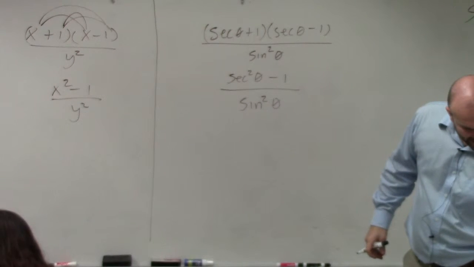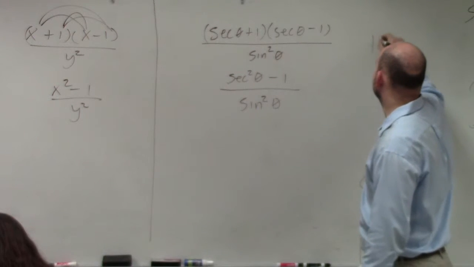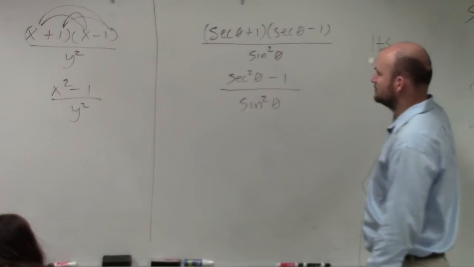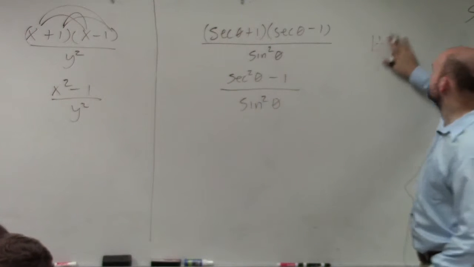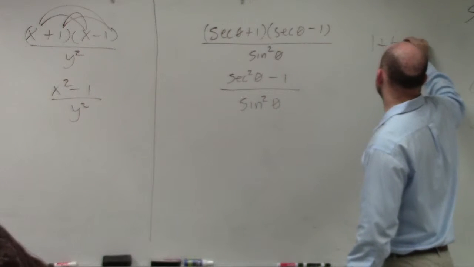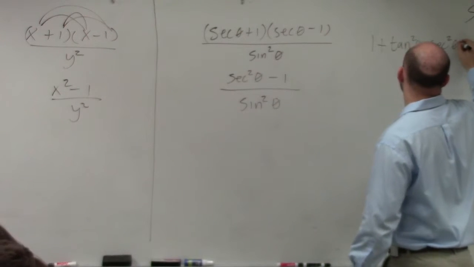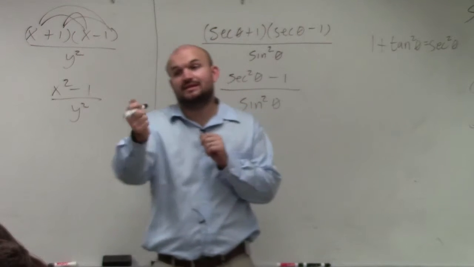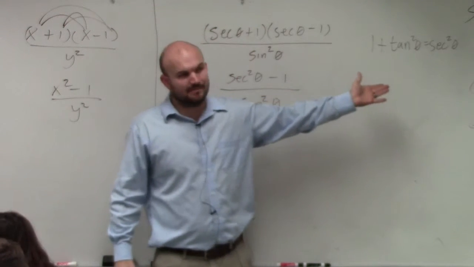Now, on your trigonometric identities, there is another Pythagorean identity. And that Pythagorean identity says 1 plus tangent squared of theta equals secant squared of theta. There's also 1 plus cotangent, right, cosecant, actually. And I think I wrote it wrong. But anyways, this happens all the time.